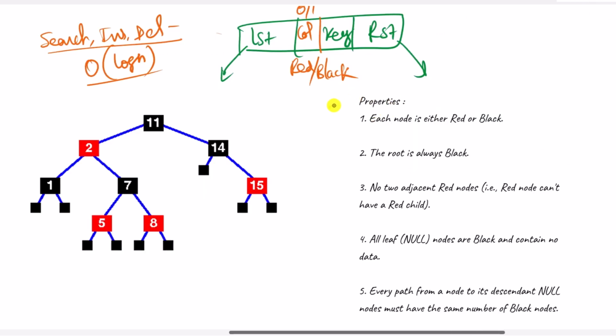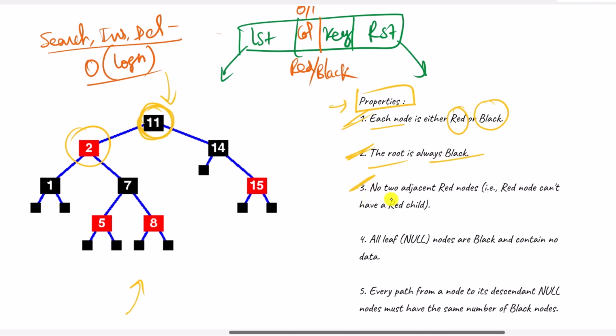So here we have the properties of the red-black tree. The first property is that each node can have the color either red or black. You can see here we have the red-black tree, and you can notice each node is either black or red. The second property is that the root node will always be black. So here the root node must be black.